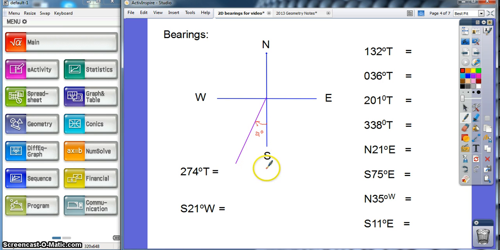So to work that out as a true bearing, remember true bearings start at north and go all the way around. So it shouldn't take too much to see that we've got 90, 180 to there, plus our 21 gives us 201 degrees. Okay, so what I'd like you to do now, have a look at this right hand side set of questions here, try and work those out, and pause the video. I'll come back in a couple of minutes and check and see if we agree.